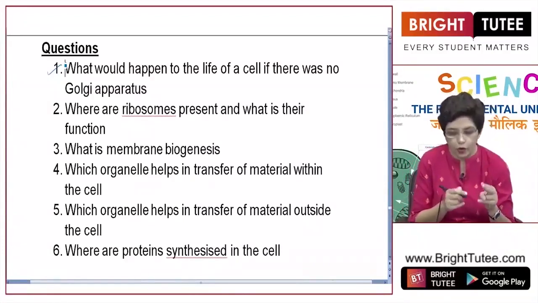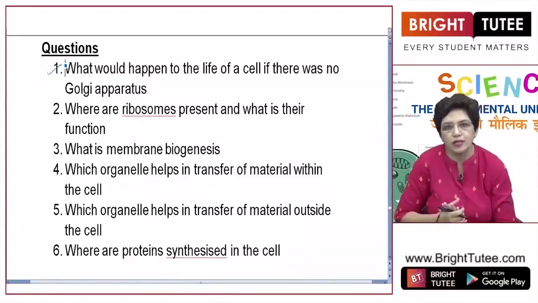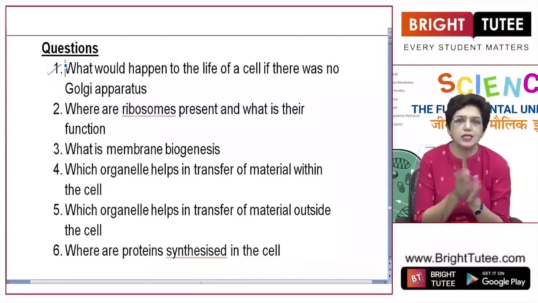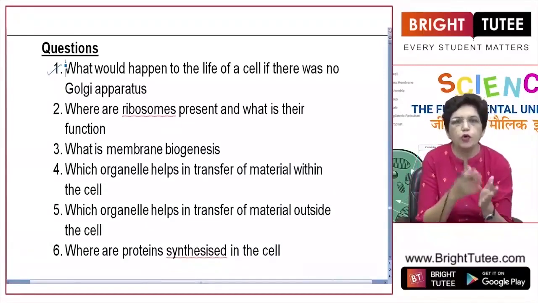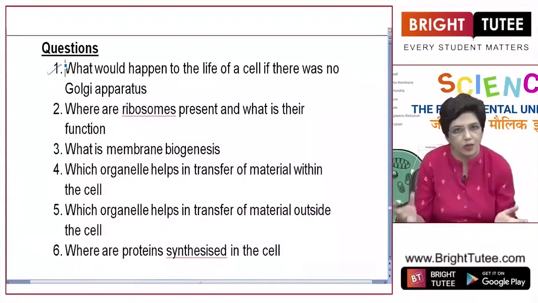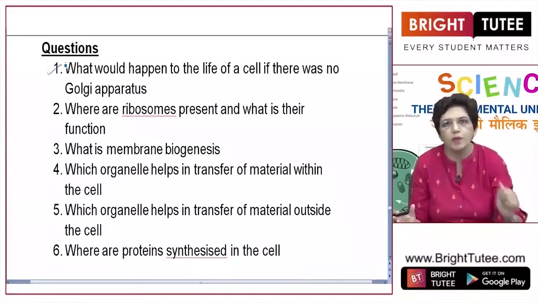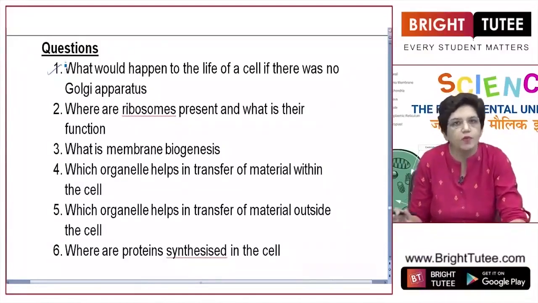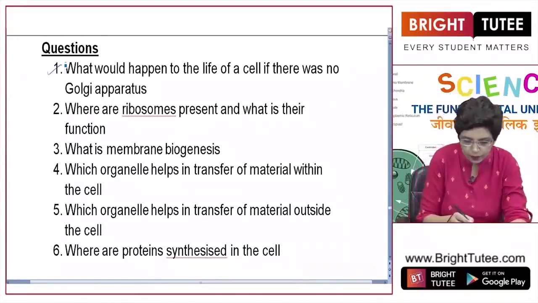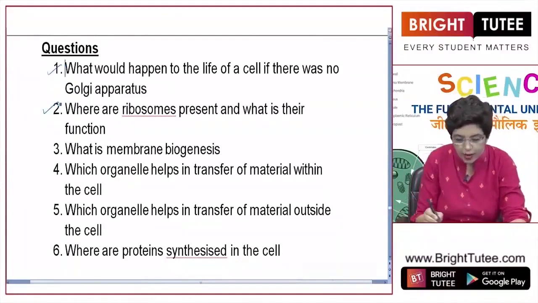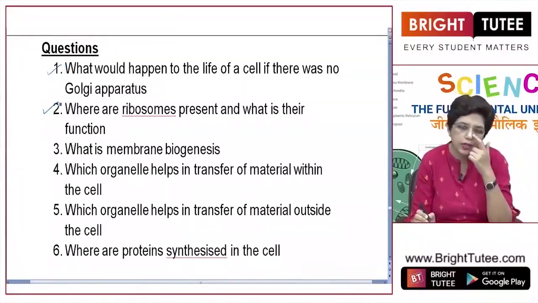Then the next function of the Golgi is transfer of material outside the cell. Whatever is synthesized inside the cell remains there. There won't be division of labor. Such substances, if they are required outside, how will they move outside? So the functions of the Golgi apparatus will not be performed and the cell will not function in a proper way. Next question, where are ribosomes present and what is their function?